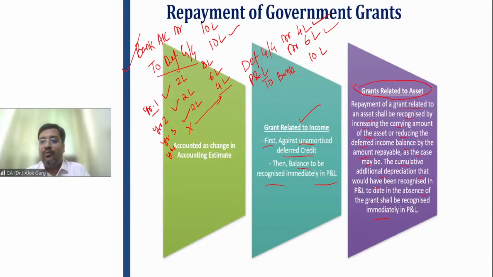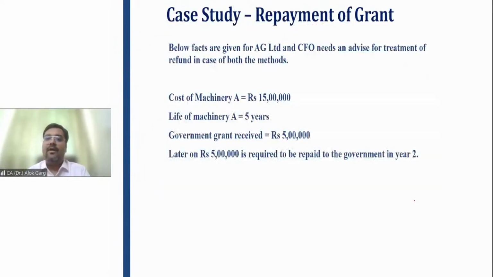Did you understand? I did not understand either. So let me take an example to explain what the accounting adjustment will be in case of repayment of a government grant if it is a grant related to asset. Let's understand this with the help of this example. Repayment of a government grant. Below facts are given for AG Limited, and the CFO needs advice for treatment of refund in case of both the methods.